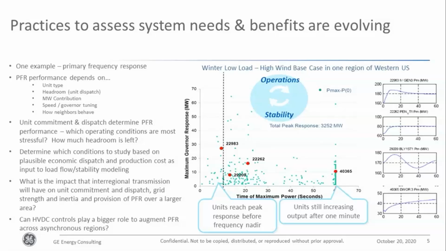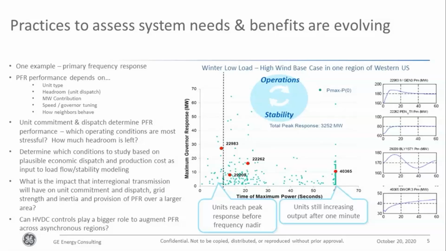But what happens if you decommit some of those units that have their peak response right when you need them and are most effective at mitigating a frequency excursion because you lost a lot of generation? That becomes the big question: if you lose the best resources you have to support the grid's frequency, where do you get it from? So interregional transmission and planning around diversifying and bringing in more capability, and knowing what else is out there in other footprints, is very key.